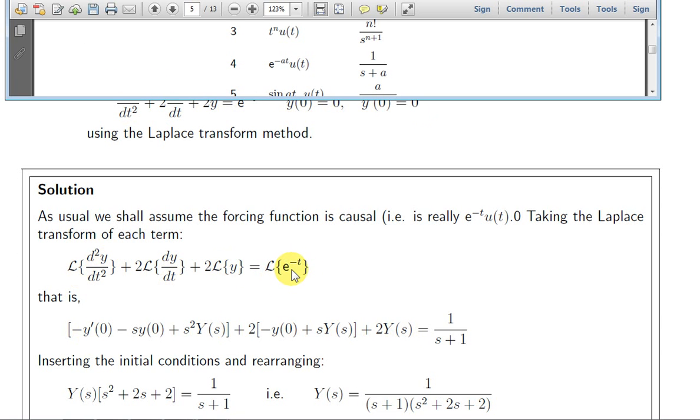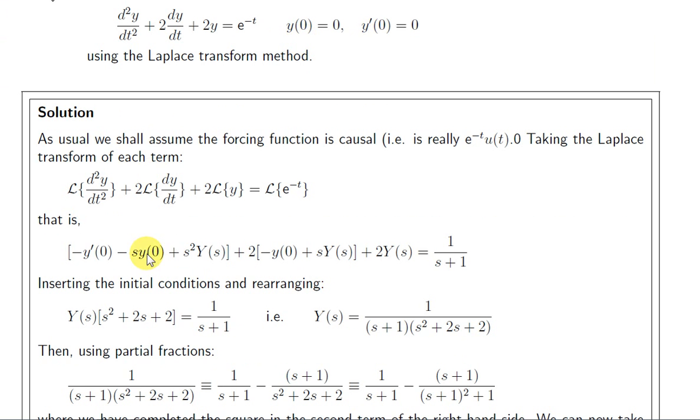On the right hand side we want L of e to the minus t. Well, we can just look that up. Here it is. If we replace a with 1, we get e to the minus t, so we'll have 1 over s plus minus 1. Or sorry, 1 over s plus 1. A is equal to plus 1. The coefficient of t is minus 1, so a is plus 1.